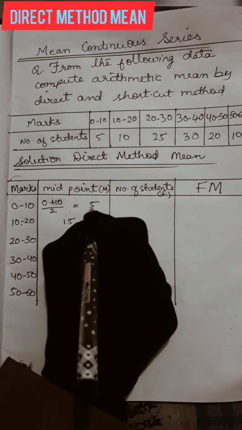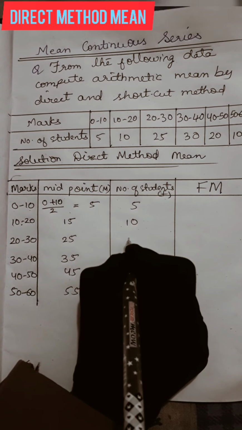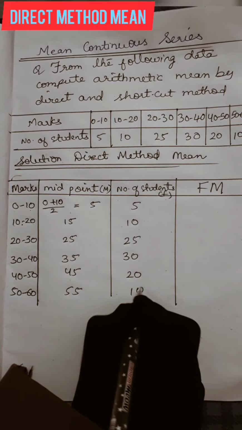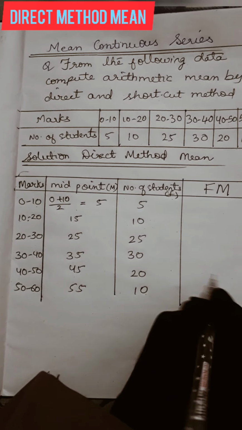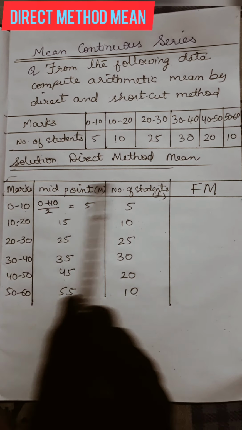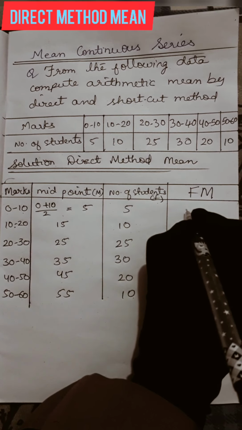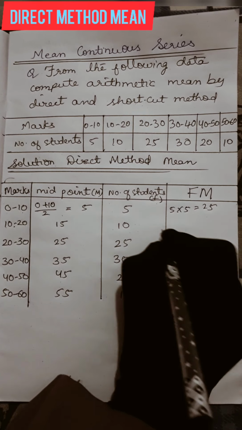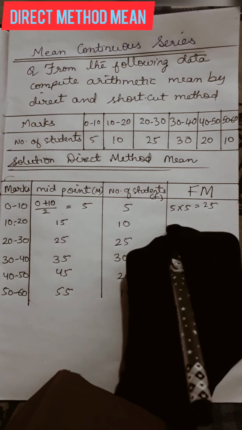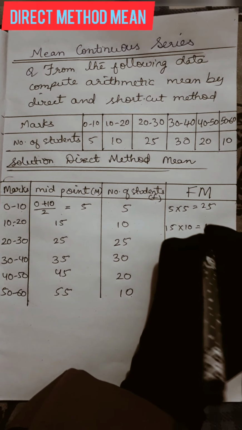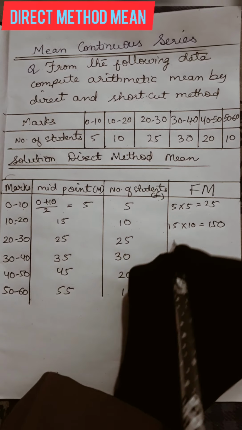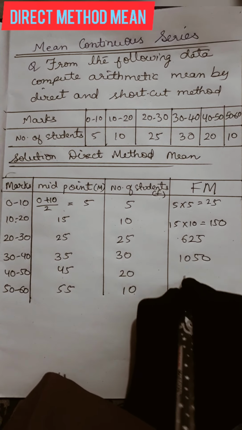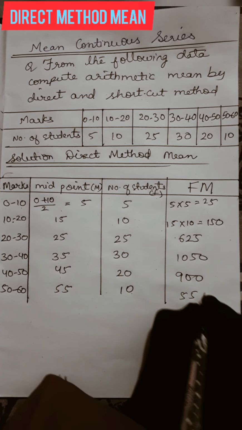Now frequency: 5, 10, 25, 30, 20, 10. The second line from the question is frequency. For calculating FM, we have to multiply midpoint with frequency. 5 5s are 25. 15 10s are 150. 25 into 25, 625, 1050, 900, 550.